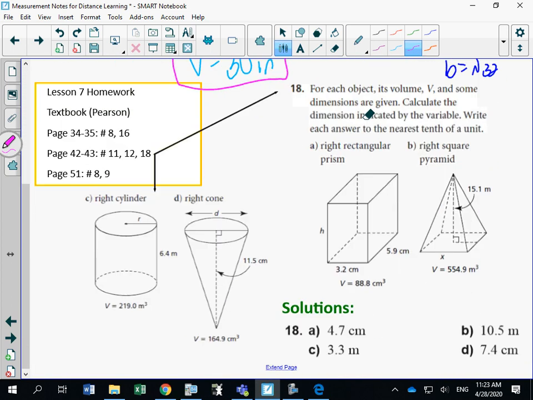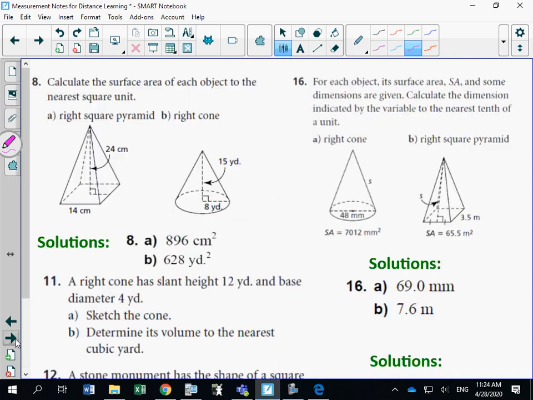Okay, so for your homework, I want you to find the volume of these 4 objects here. Oh no, calculate the dimension of the indicated variable. Sorry, these 4 are going to be manipulating and finding. They give you the volume, so you find the formula, put the volume in, and manipulate for radius. This one you're going to manipulate for radius and then multiply it by 2. This one you're going to manipulate for height. So do those 4.